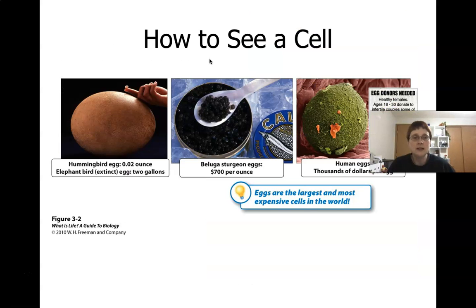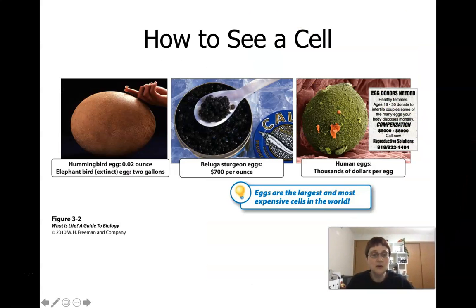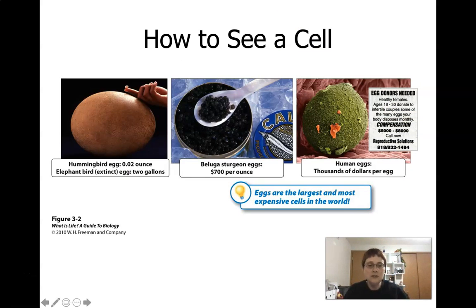Now, cells come in different sizes, and so you can actually see individual cells. Now, you can use a microscope, but there are cells that you can see without a microscope. In fact, you may have some in your refrigerator if you have eggs. So eggs, when they're unfertilized, are the largest single cells we have. Once an egg becomes fertilized, then it becomes more than one cell because it starts to divide, but an unfertilized egg is a single cell.